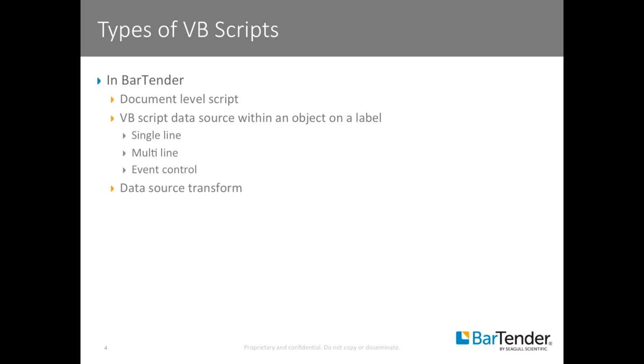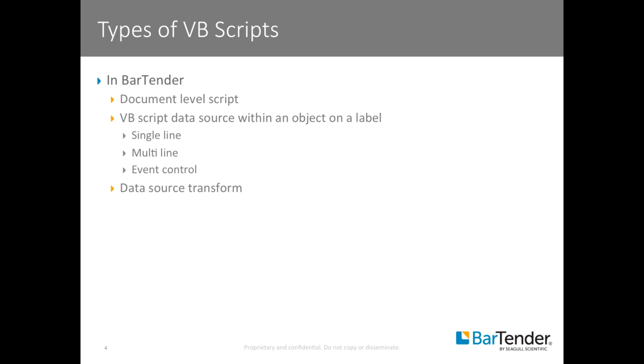And when a single line expression isn't sufficient, what you can use is the multi-line script. Now a multi-line script requires the use of assignment operators. So what this means is that the result of any function or expression that you write must be assigned to a variable.